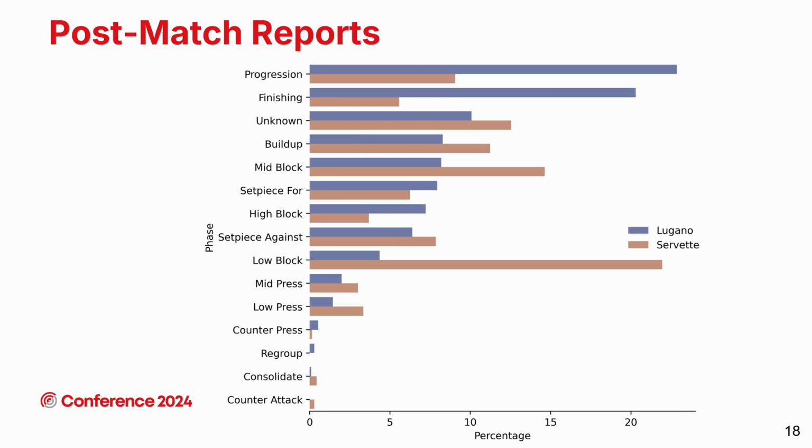In this case here, we see the blue bars for Lugano, and we clearly see that both progression and finishing has more than 20% of all phases assigned to those, and Servette without the ball has 20% of low block. And it might be interesting to know that in this game, Servette was one man down for the whole second half, so we can see why the graph is like that.